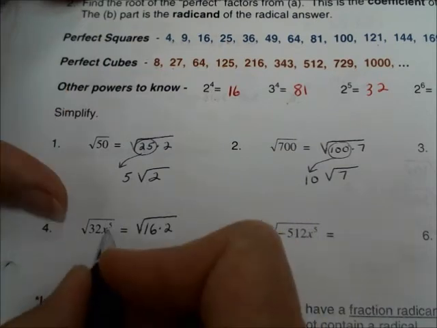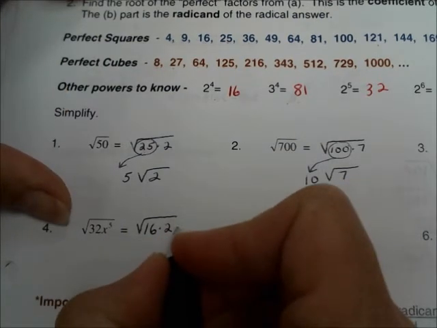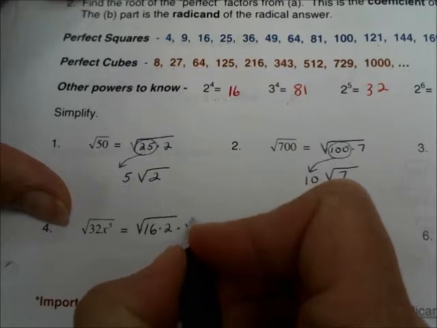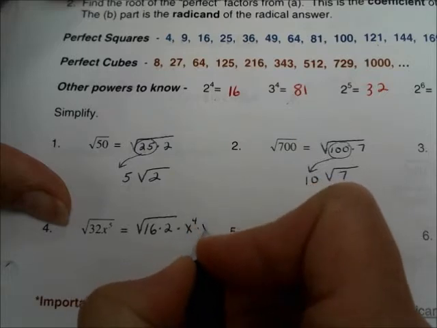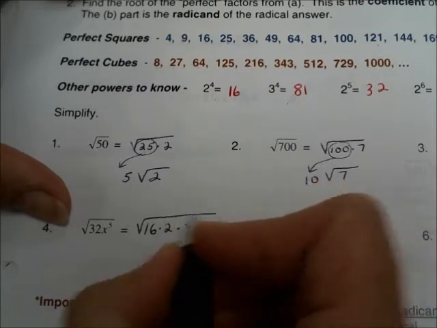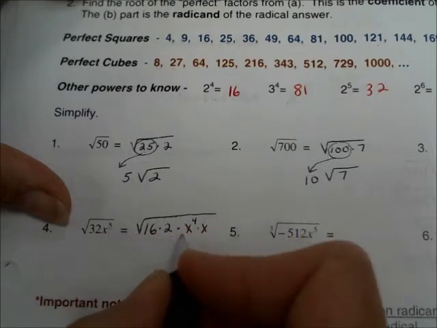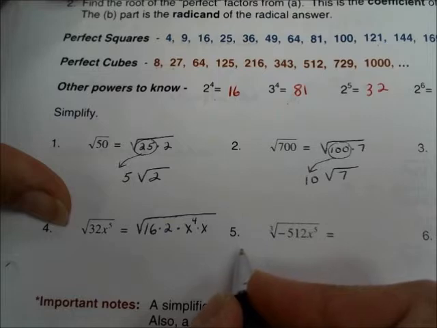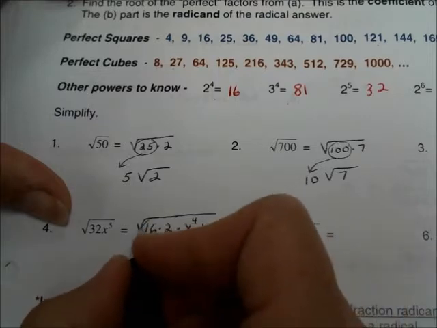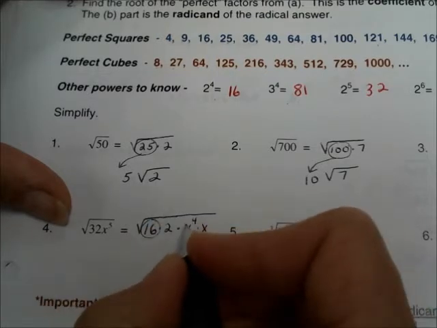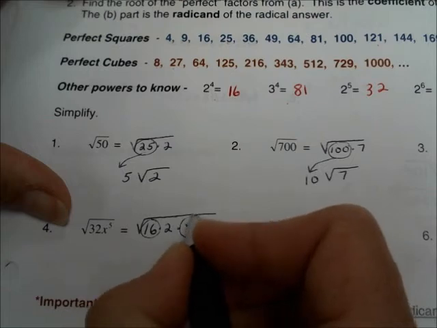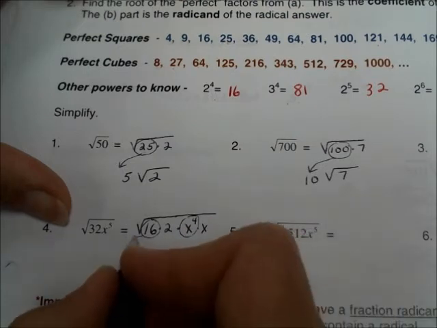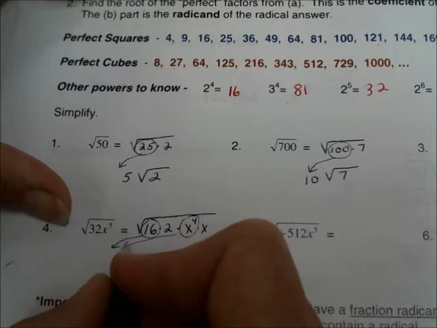Now x to the 5th is not a perfect square, but we can break that up. We can call that x to the 4th times x to the 1st. So whenever you have an odd number as an exponent, break it up into the next smaller number times x to the 1st. And then we're going to circle the 16 because it's a perfect square, and circle x to the 4th because that's a perfect square, and bring those two out front by taking the square root.